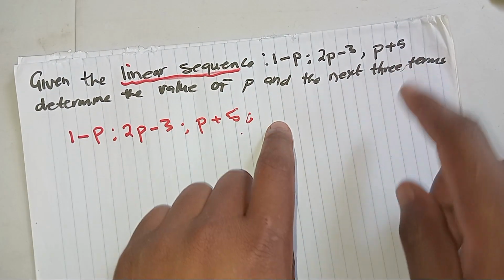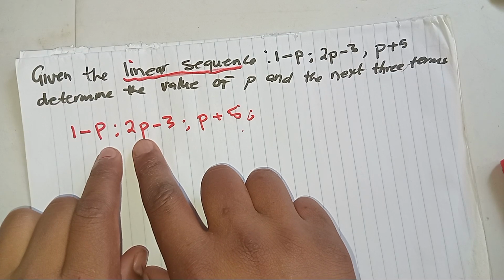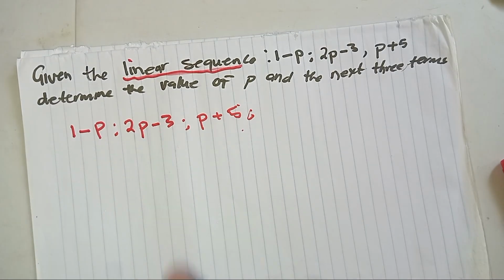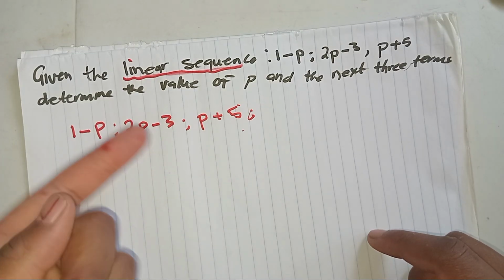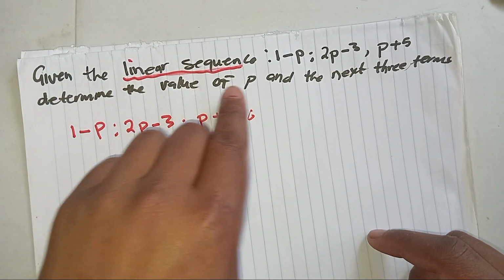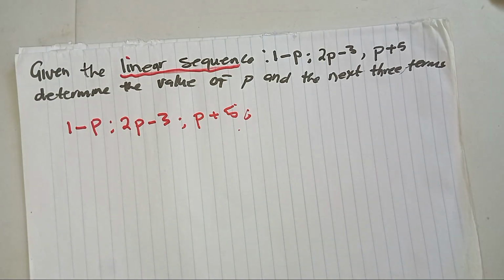Guys, this pattern can be any form of pattern, right? Depending on the value of p. P can be 1, 2, 3. It can give us numerous types of patterns. But because here they specified that this sequence is a linear sequence, we work based on those principles.